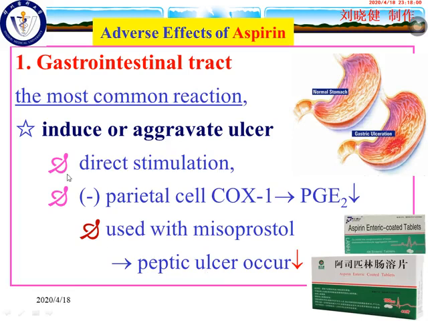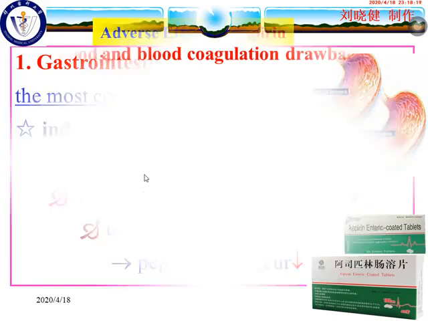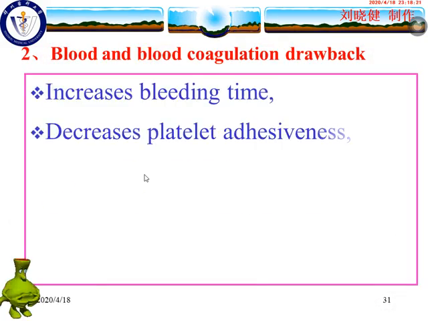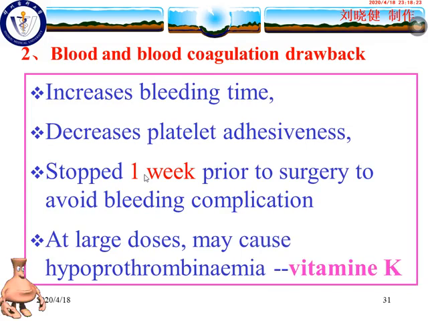And because of these adverse effects on the GI tract, together with the antiplatelet reactions, bleeding or hemorrhage of the stomach is relatively common and dangerous. Try to avoid it. The second adverse effect of aspirin is blood and blood coagulation drawback.